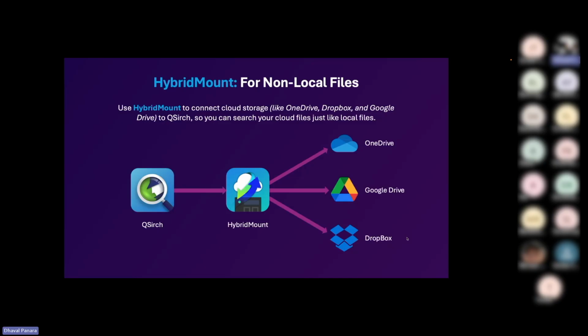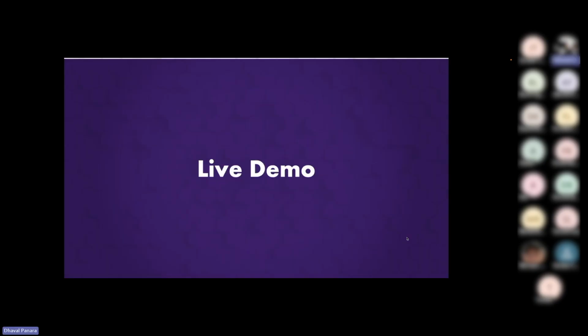So QSearch can use hybrid mount to connect to OneDrive, Google Drive, Dropbox, any other cloud service, and access all your cloud data to be able to generate an answer for you. So that's another feature that QNAP supports as well, right? Now let's take a look at how this feature works and a few examples of this feature.